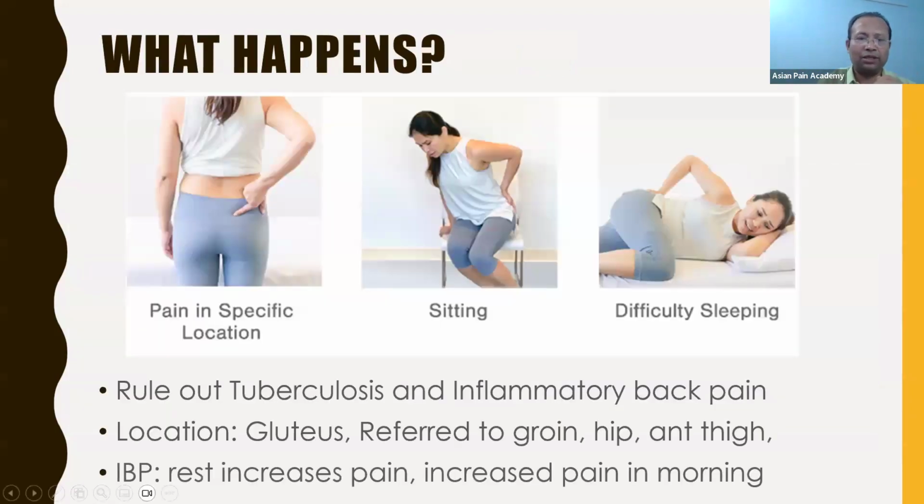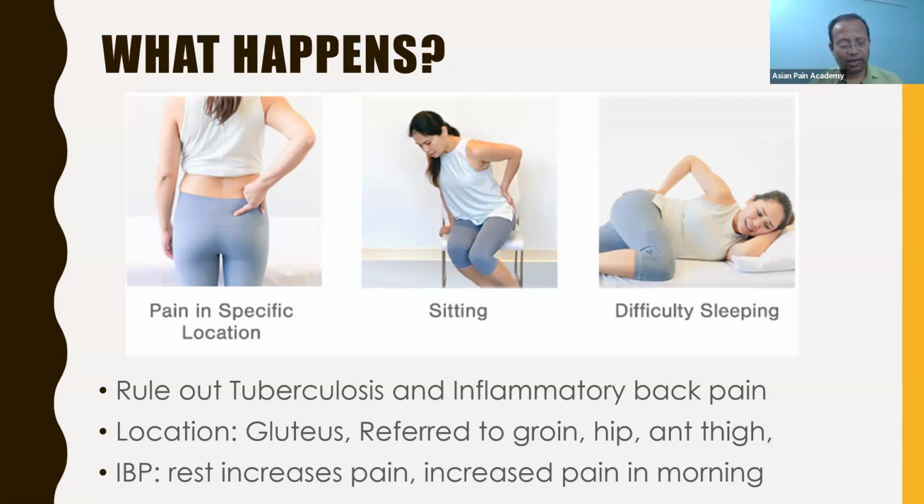So what happens? Most of the time SI joint pain is a non-radiating type of pain. It is localized pain, a localized paramedian pain. It is not in the midline. It is just over the SI joint. But remember, it can have some referred component, not a radicular component.